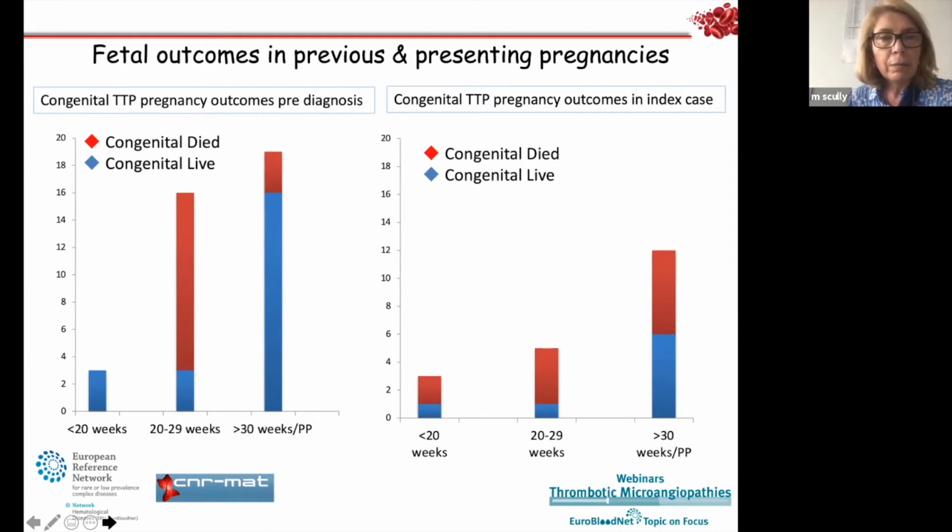If we look at the fetal outcome in previous and presenting pregnancies, blue here is for live births in congenital disease, and red is for babies that died. You can see within the congenital cohort of cases, the chances of an intrauterine fetal death is particularly prevalent within the second trimester, some within the third trimester, but babies are more likely to live if they get to that point. Within the index case, the number of deaths was significantly reduced in the second trimester, and the live-dead rate was relatively equivalent, often presenting with the diagnosis of TTP after an intrauterine fetal event.